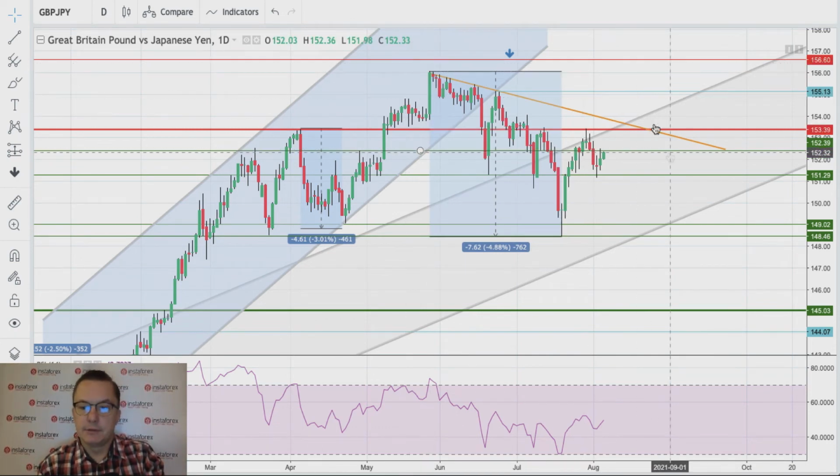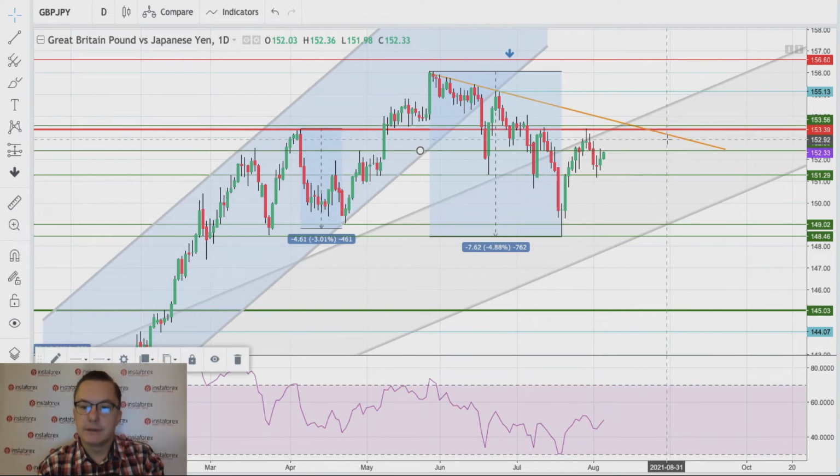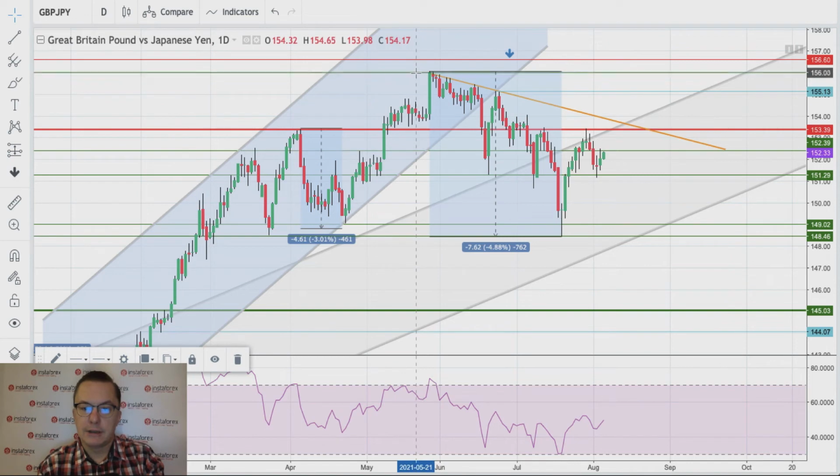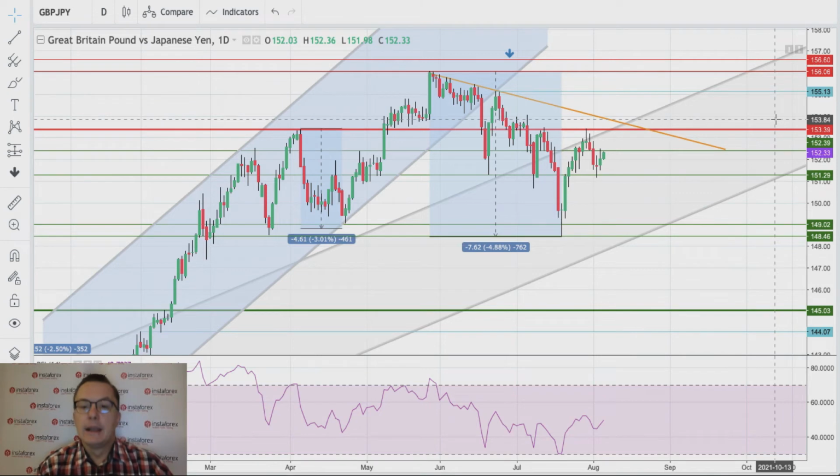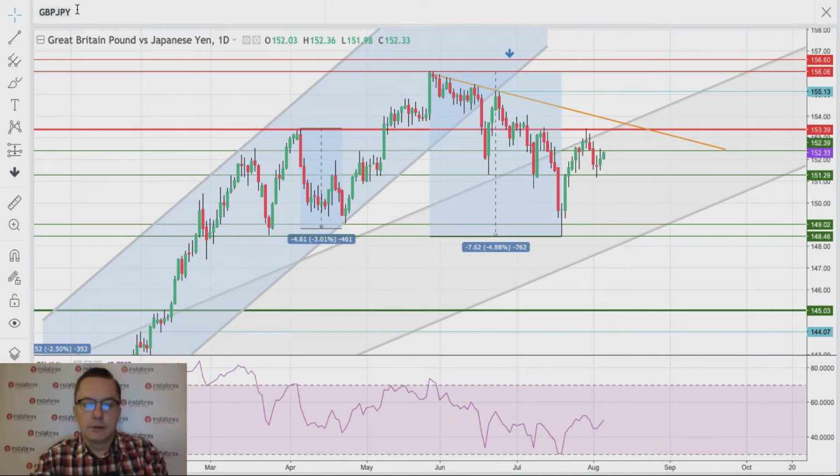156.06. Let me just put this level on the chart as well. This is the technical resistance, of course. So we got this, and it's red because it's technical resistance. So please keep an eye on these levels here. Any mention of a hawkish statement regarding the interest rate or monetary policy, the pound will go up like no tomorrow.